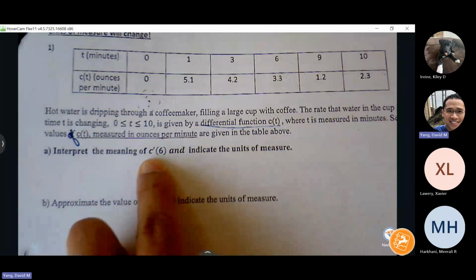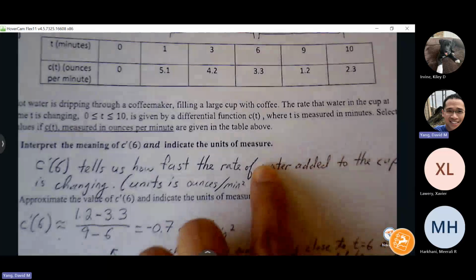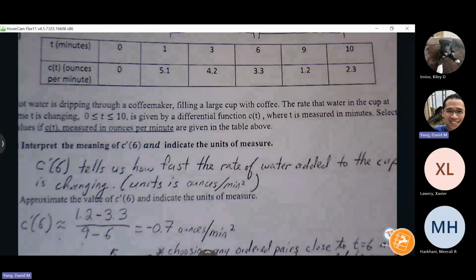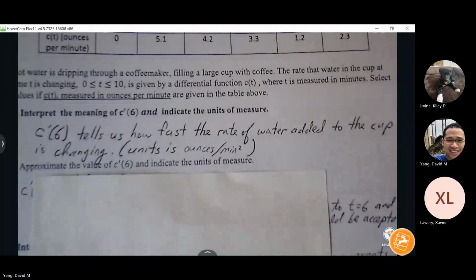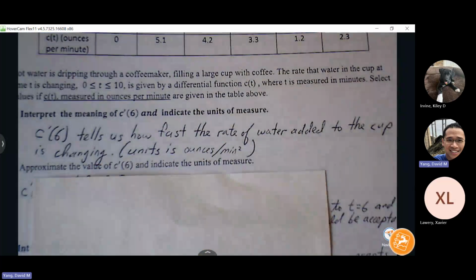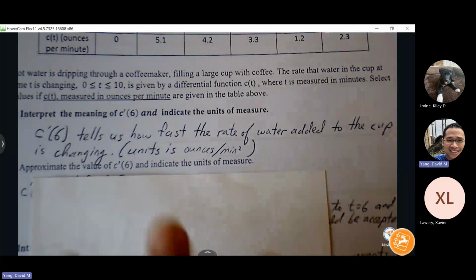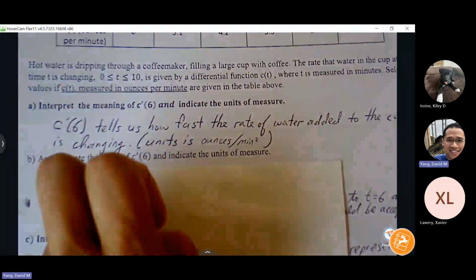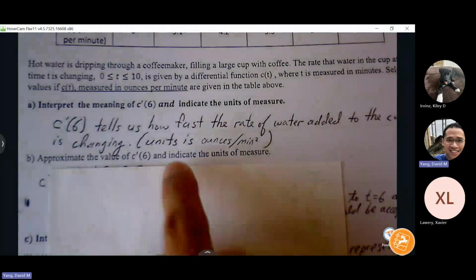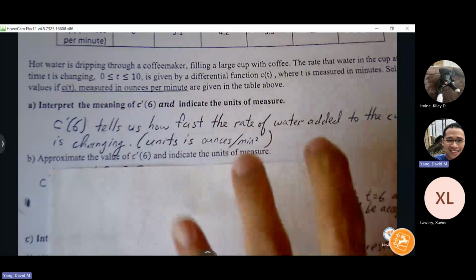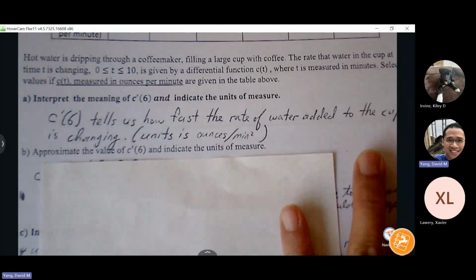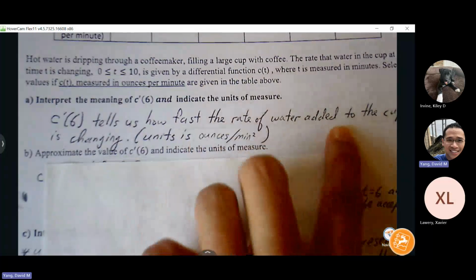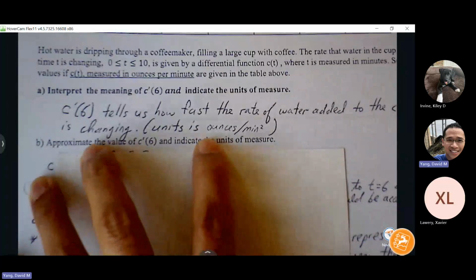So if we have a rate of a rate, we want to be able to say it a certain way. We want to be able to say that the rate is changing, or that the rate is increasing, or that the rate is decreasing. So you want to use two movement words. Sometimes students would say acceleration because they associate second derivative with acceleration. That's not going to apply here. So just keep in mind, C of t is kind of like the first derivative, and C prime is a derivative below that. So this is kind of like saying v prime of 6, but instead of using words involving particle motion, we want to say C prime of 6 tells us how fast the rate of water added to the cup is changing, and the units are ounces per minute squared.